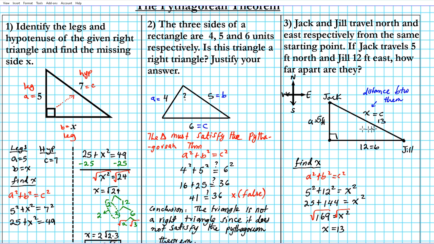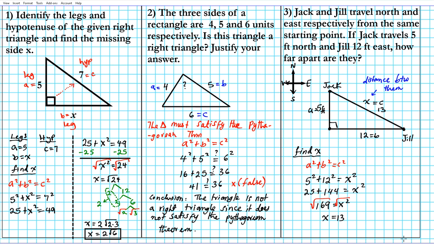So something to keep in mind is that if three numbers, three integers, or let's say whole numbers, satisfy the Pythagorean theorem, there's a special terminology for them. They're called a Pythagorean triple. Okay, so 5, 12, and 13 are three integers or whole numbers that satisfy the Pythagorean theorem. So they are a Pythagorean triple. There are many other Pythagorean triples, so just keep that in mind.